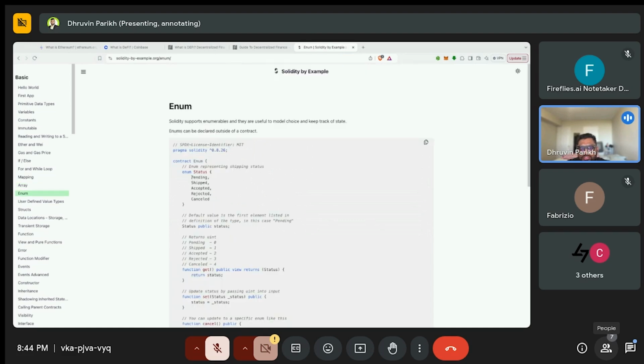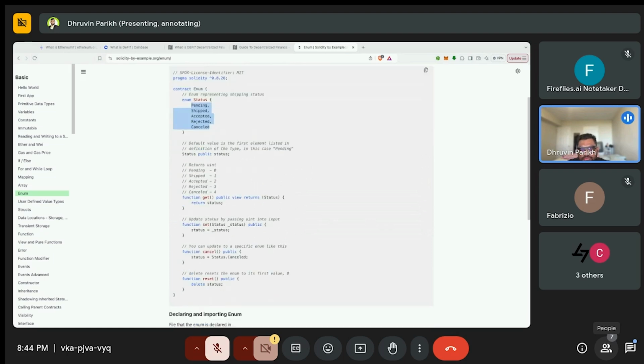Enum, these are mostly used when you want to show any state transitions. You're going to use this in the advanced NFT assignment. So you'll get exposure to using enum.